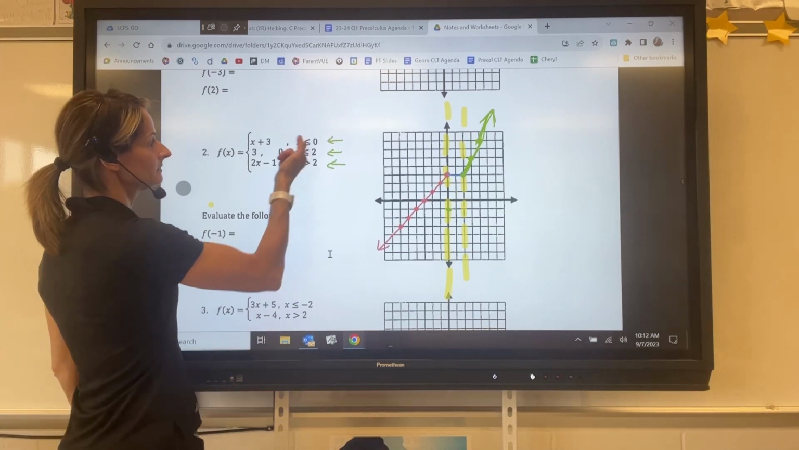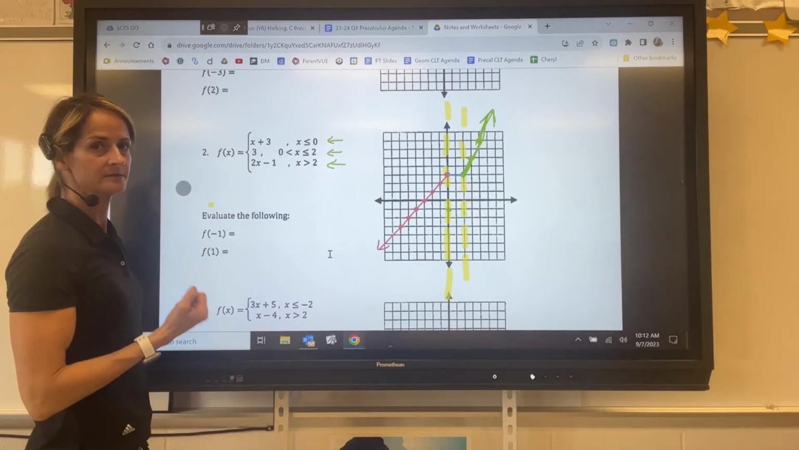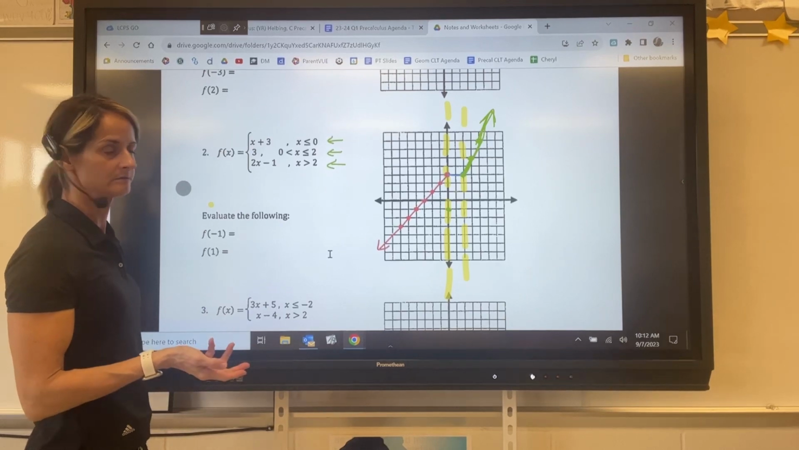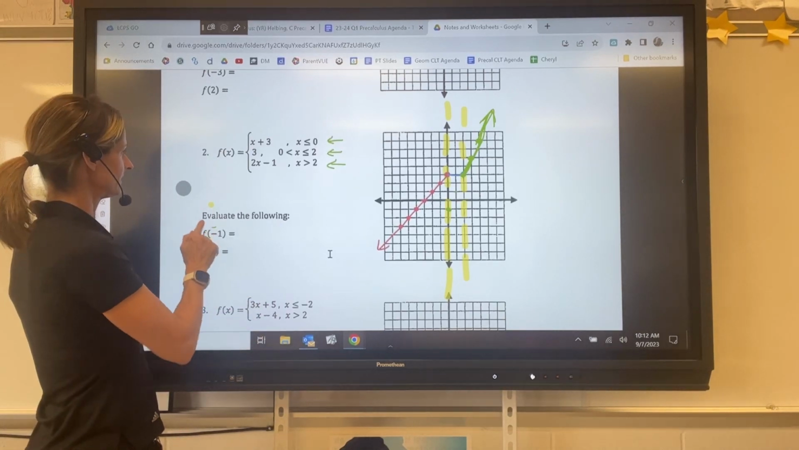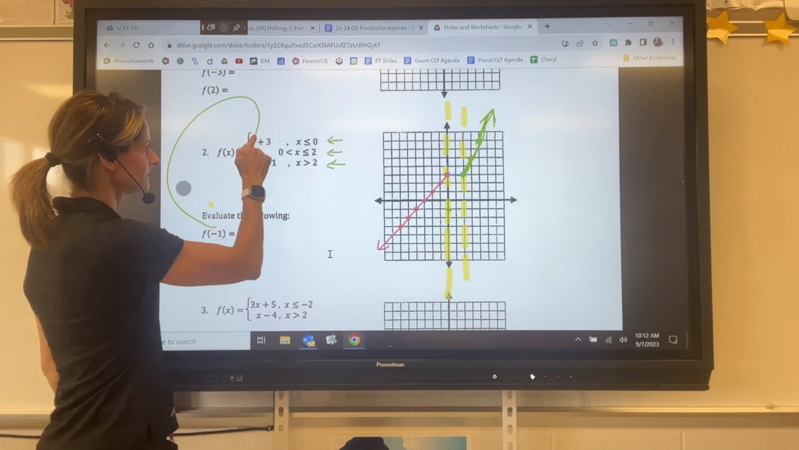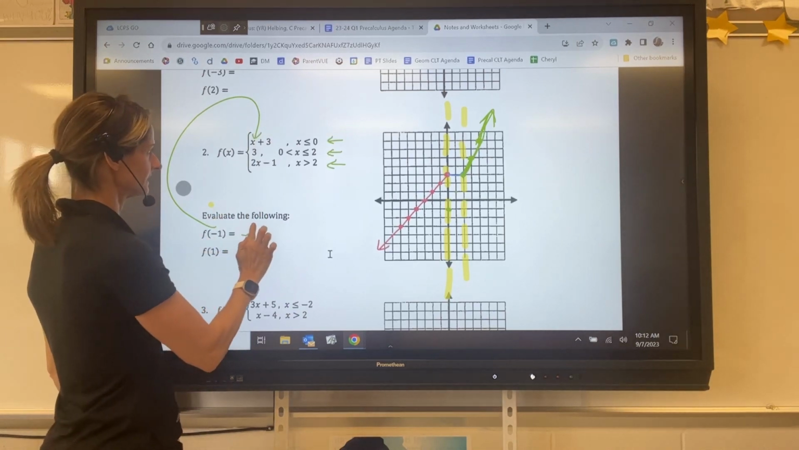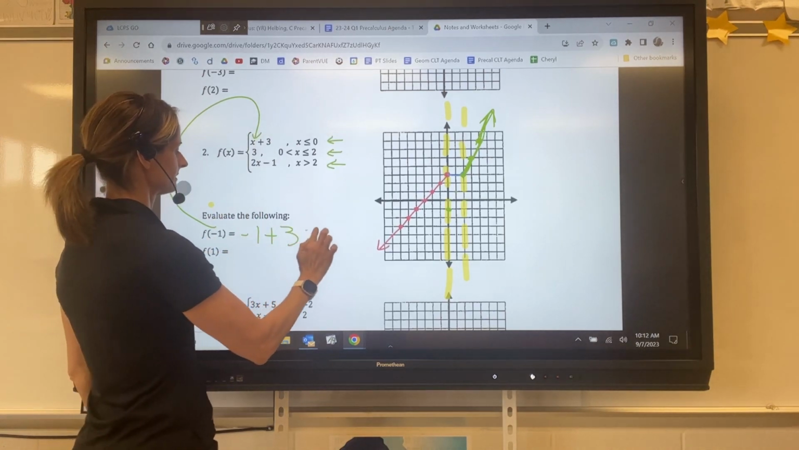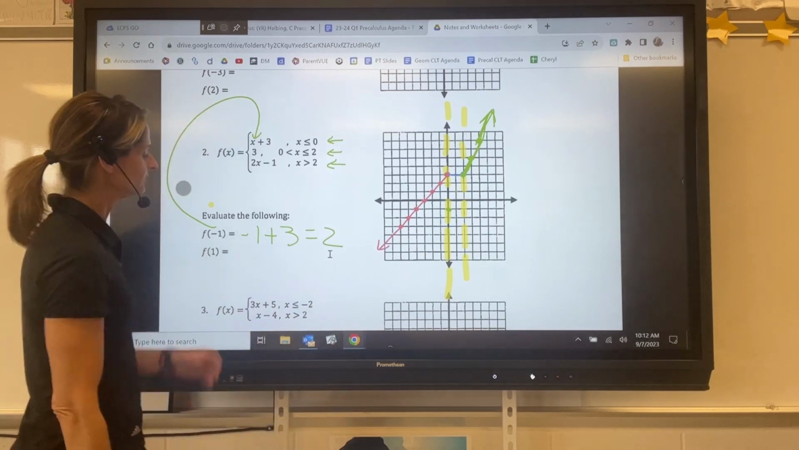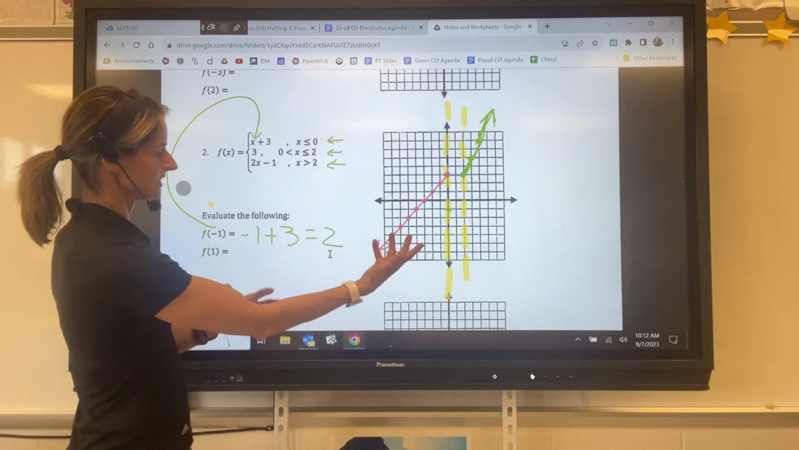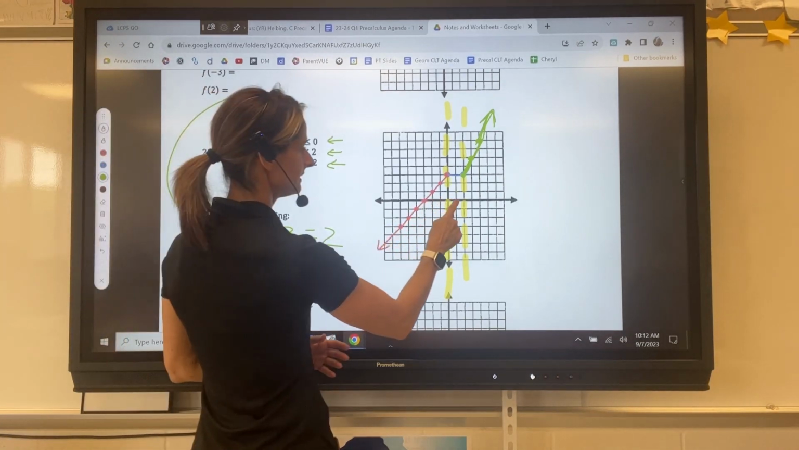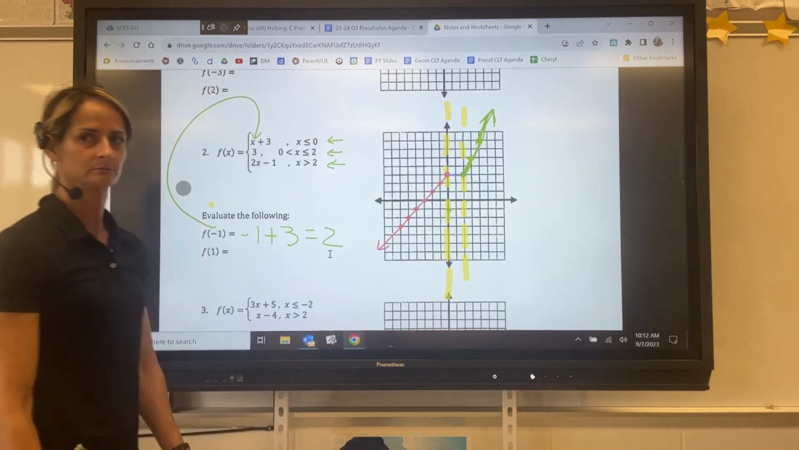Negative 1 is an x value that's less than or equal to 0. So we're gonna plug in negative 1 into this first one. So it's gonna be negative 1 plus 3. So that's gonna be 2. And you can verify that on your graph here. F of negative 1 is 2. We're good.